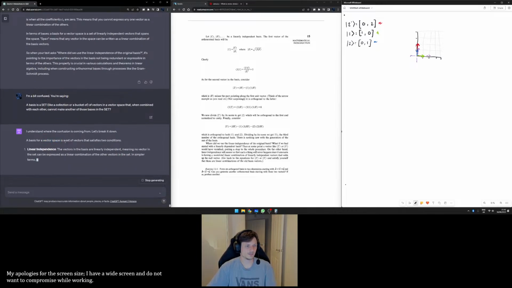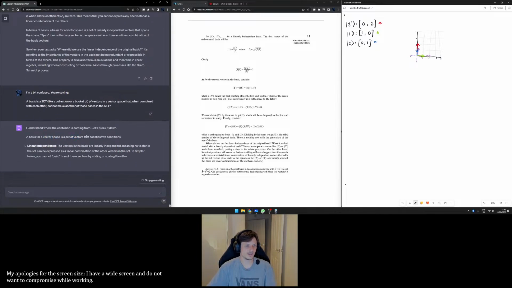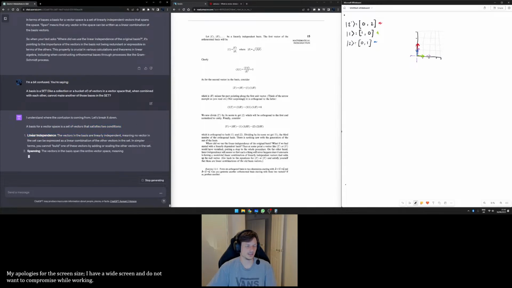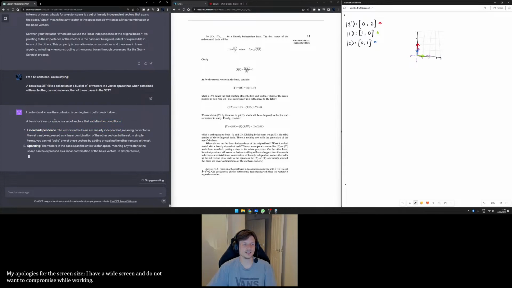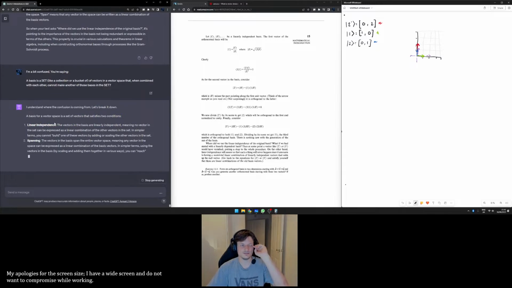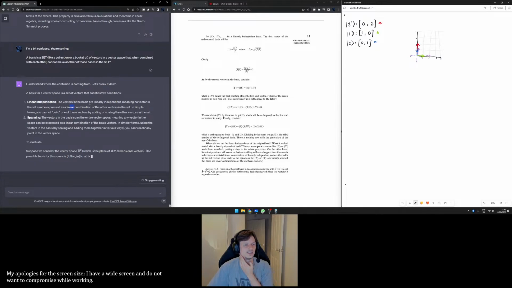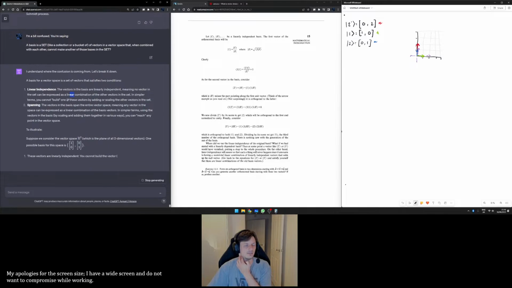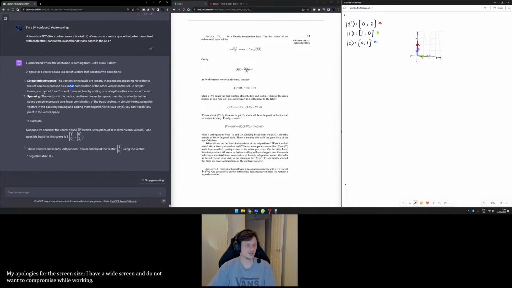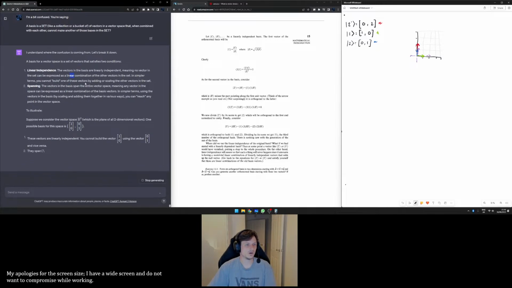A basis for a vector space is a set of vectors that satisfies two conditions. Linear independence: the vectors in the basis are linearly independent, meaning no vector in the set can be expressed as a linear combination of the other vectors in the set. In simpler terms, you cannot build one of these vectors by adding or scaling the other vectors in the set.